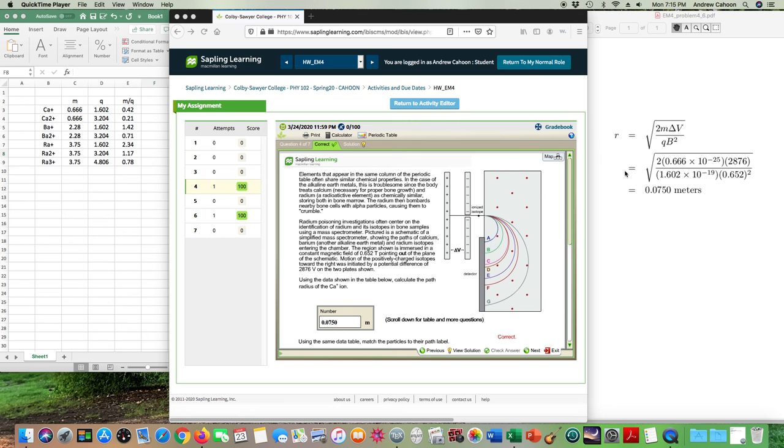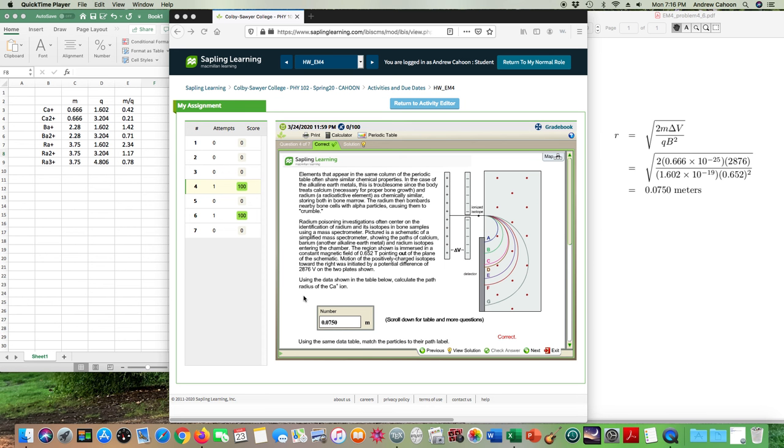In class, we derived this formula for the radius of the path of the charge when it goes into the magnetic field. In the formula, r is the radius, then we have the mass of the particle, the voltage that it was accelerated through, so whatever this number is here, the 2876, the charge of the particle, and the magnetic field strength. So you plug all those numbers in and it calculates the radius of the path.